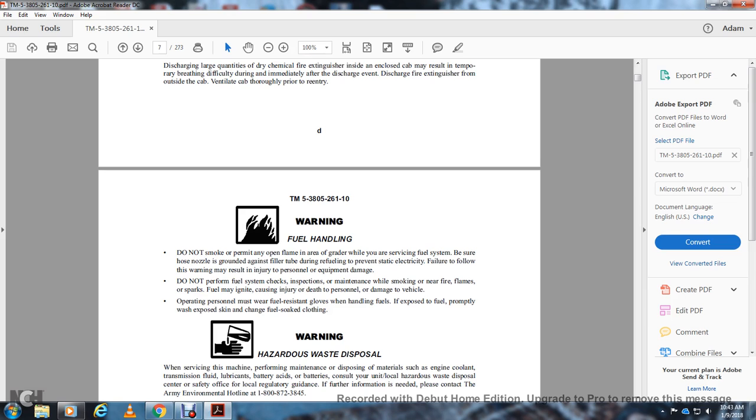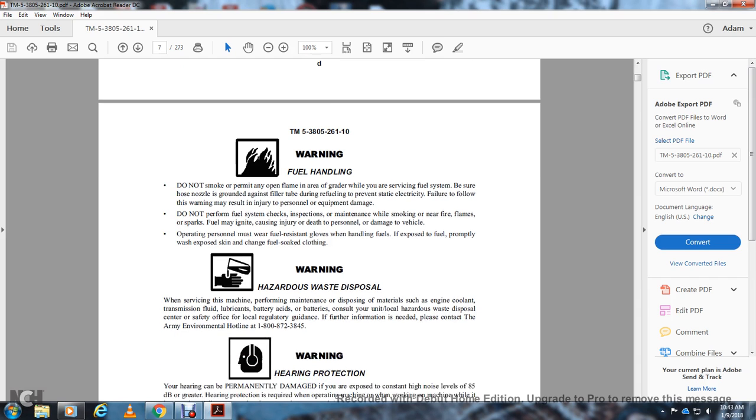Operating personnel must wear fuel-resistant goggles and gloves when handling fuels. Wash fuel from exposed skin properly and change soaked clothing.